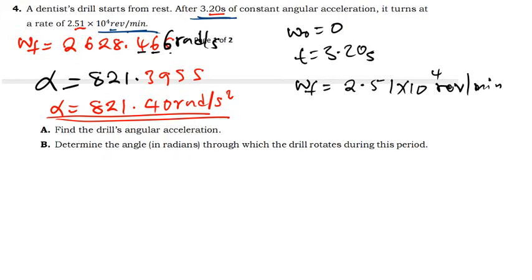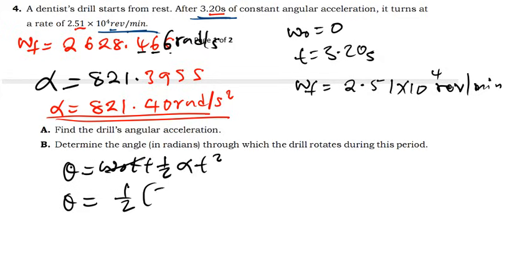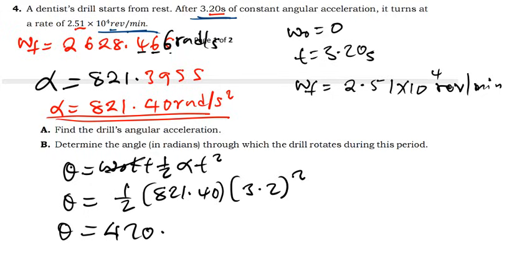So the second one: theta is equal to initial omega t plus half alpha t squared. The initial is 0, meaning that this has gone. So half, the angular acceleration is 821.40, then t is 3.2, I square it. So theta will be equal to that answer we have found, times 0.5 times 3.2 squared. So the answer that I'm getting is 420.55.